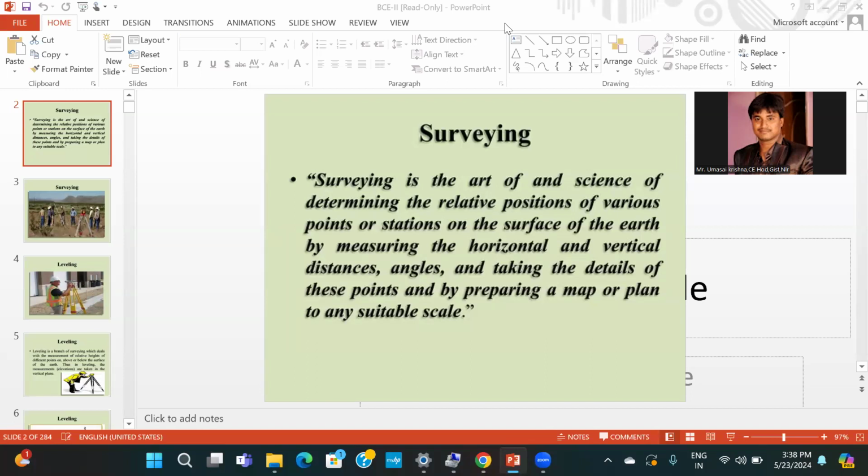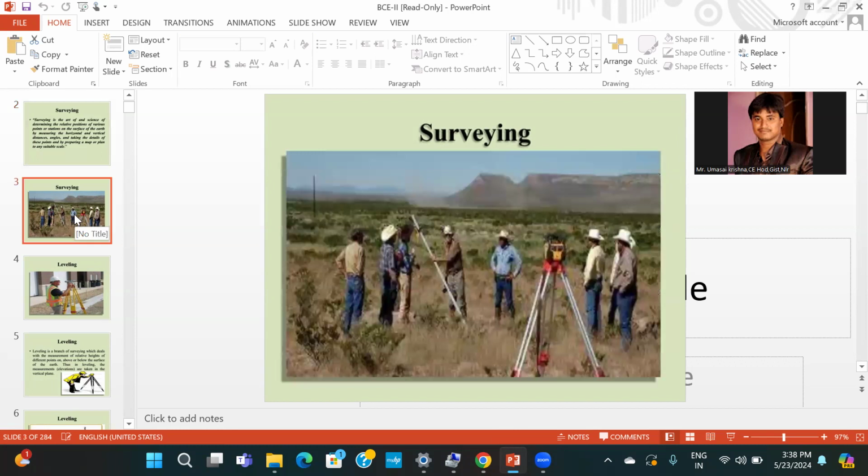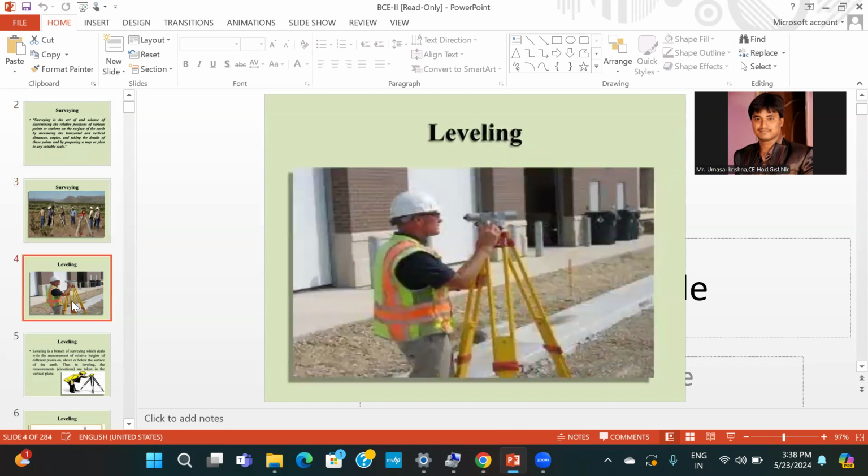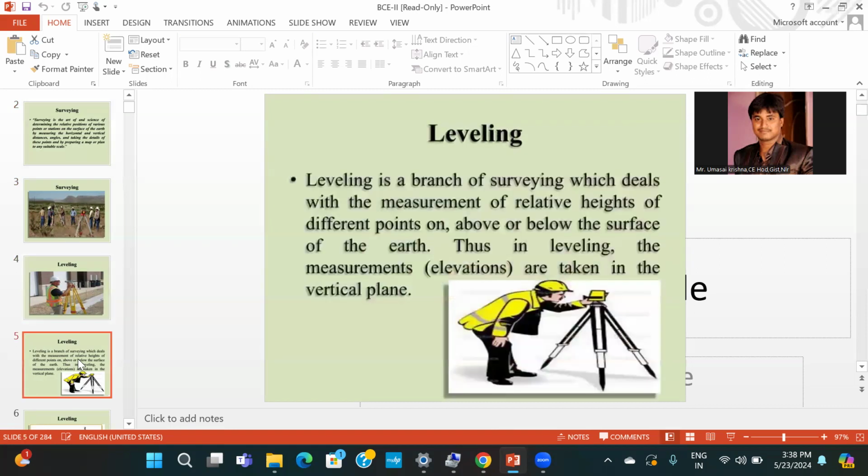Good evening, all. Already we have seen what is meant by surveying. Surveying is the determination of relative positions of various points on the surface of the earth. And here you can see the image of surveying of land. And here you can see the leveling instruments.